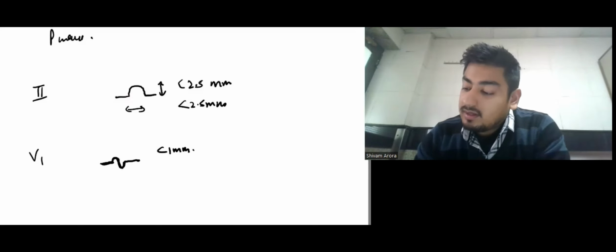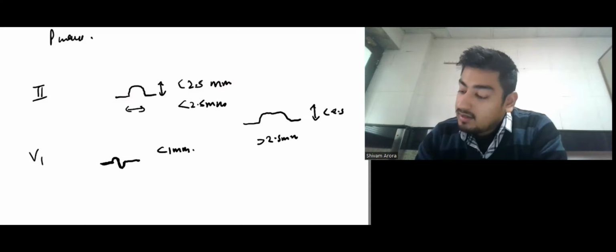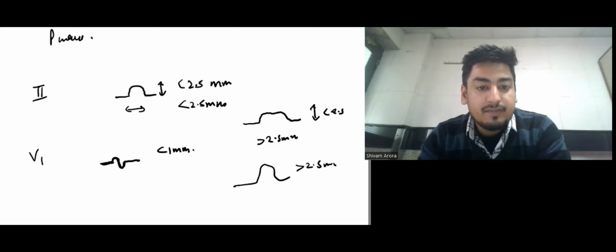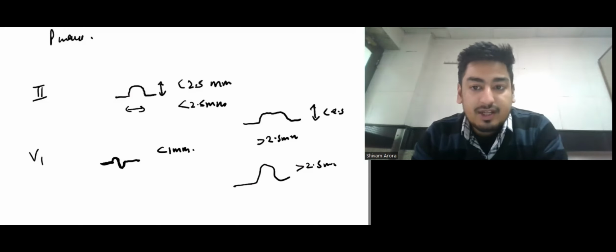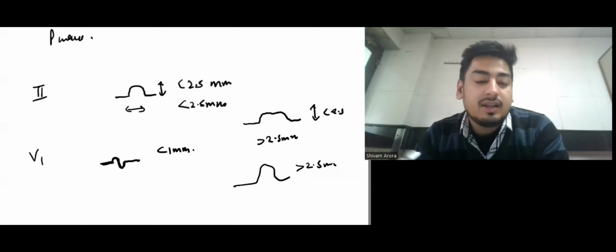Now if there is a broad P wave, that is, the width is more than 2.5 mm, and the height is still less than 2.5 mm, then it is P mitral. If the P wave is tall, that is, the height is more than 2.5 mm, then it is P pulmonale. P pulmonale is because of RA enlargement and P mitral is because of LA enlargement.